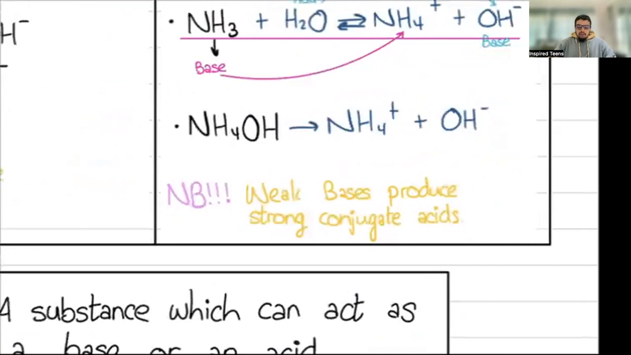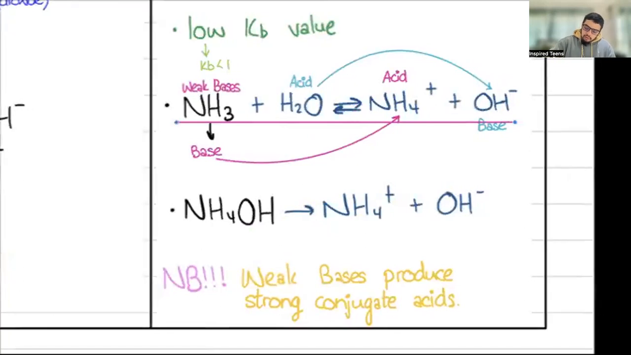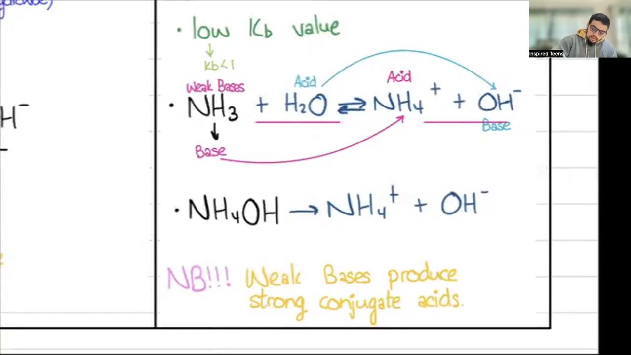Then we have NH4OH. We show its dissociation, forming NH4 plus and OH minus. What's important to remember is weak bases produce strong conjugate acids. A weak base forms a strong conjugate acid. So a weak base, and a strong acid.